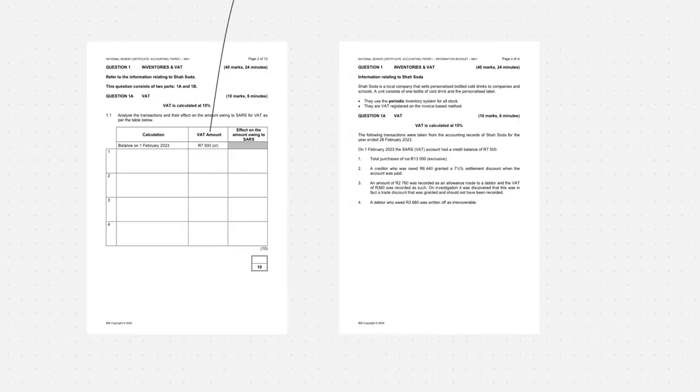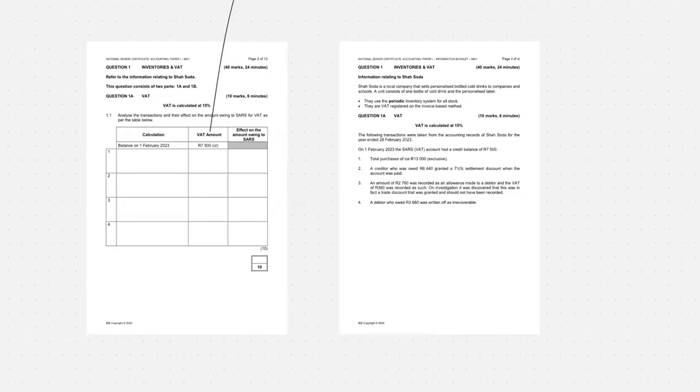Then, that's just the background for question one, and then they give us information on 1A, which is the VAT question. The following transactions were taken from the accounting records of Shah Soda for the year ended 28th February 2023. On the 1st of February 2023, the SARS VAT account had a credit balance of 7,500. So that means we owe SARS 7,500. That has been shown here in the workbook: the balance on the 1st of February is 7,500 and it is a credit balance.